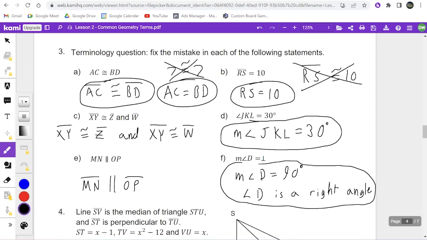Do you have to write both? No, just one will do. They're both correct. Any questions on number 3 with the terminology? Okay, then let's move on.